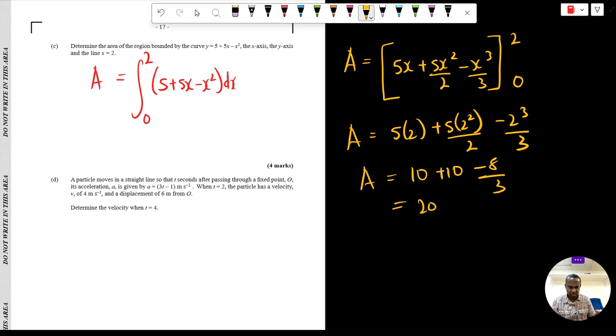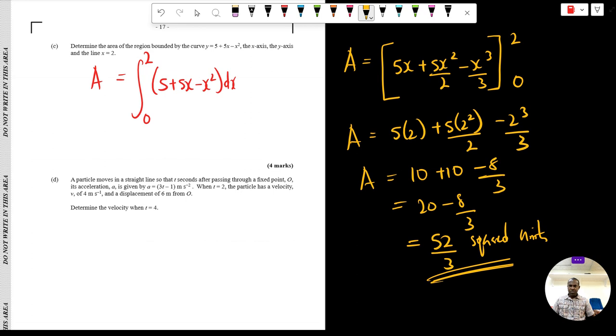So this gives us 20 minus 8 over 3. 20 is the same thing as 60 over 3. So this gives us 60 over 3 minus 8 over 3, which is basically 52 over 3. And because it's area, we just put squared units, right? So the area bounded by the curve y equals 5 plus 5x minus x squared, the x-axis, the y-axis, and the line x equals 2 is 52 over 3 squared units.